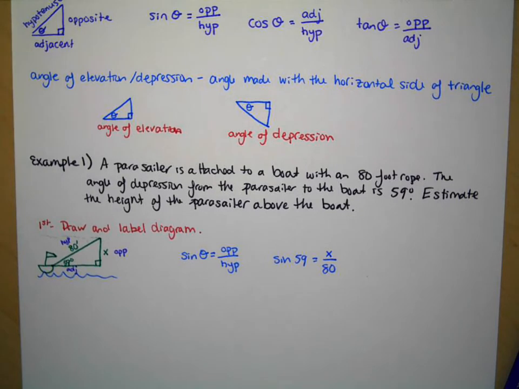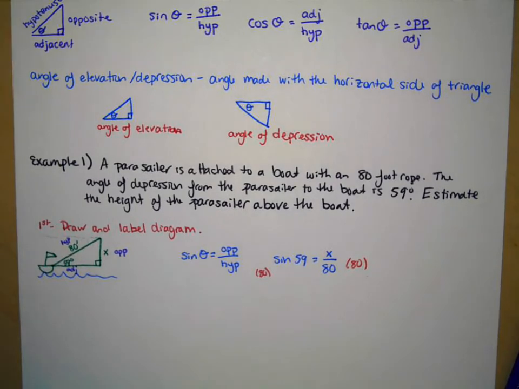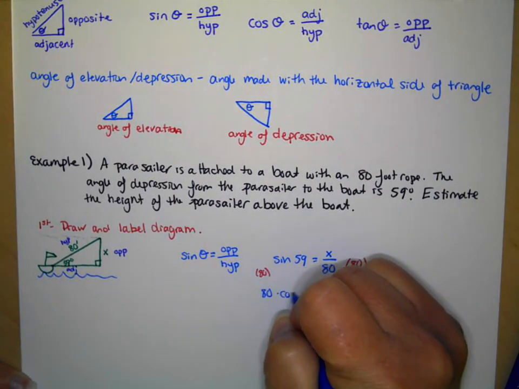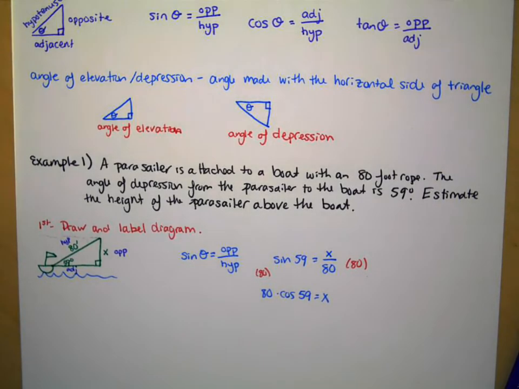And if we're going to solve that equation, we would need to multiply both sides by 80. If it helps you, you can show that step. So now we have 80 times the sine of 59 degrees is equal to x. Now, you would have to have a calculator for this, and you'd want to make sure that your calculator is in degree mode.